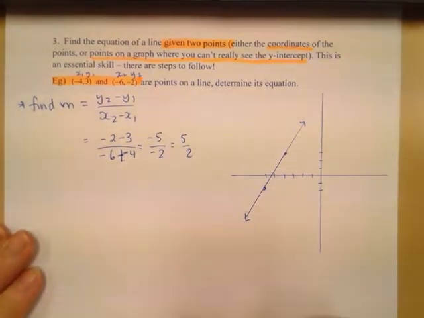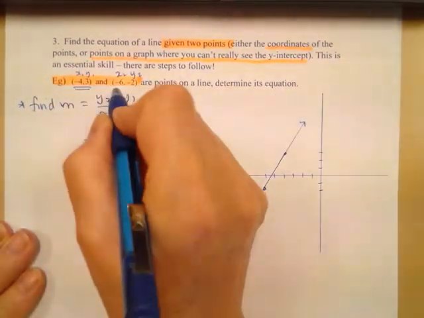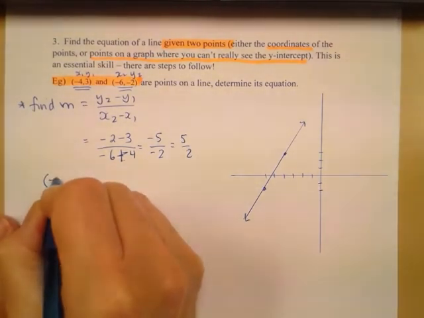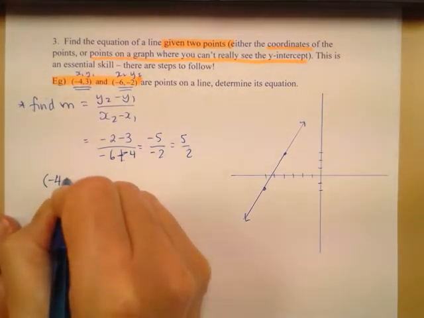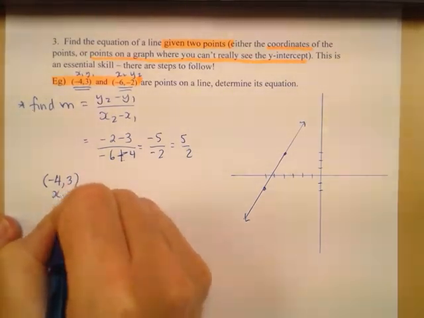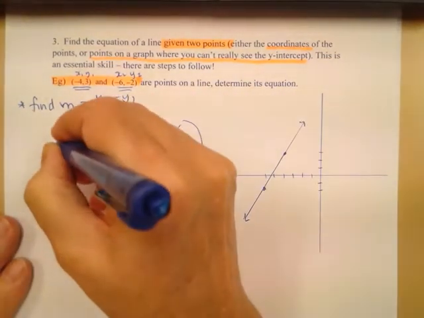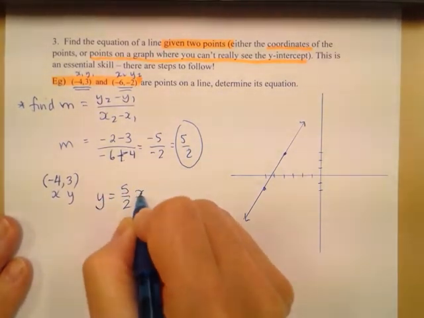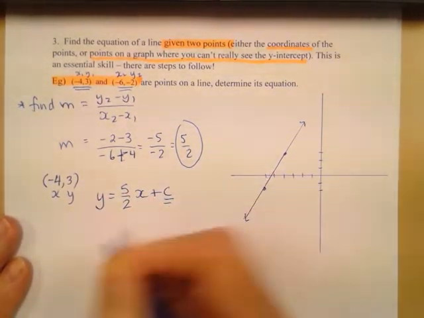Okay, now I'm going to go back to either using this point or using this point. Doesn't matter which one you use. And I call that xy. I'm going to use the first one, but it really doesn't matter. And there's my m. So here I go. Y equals 5 on 2x plus c. And now I'm in finding c.